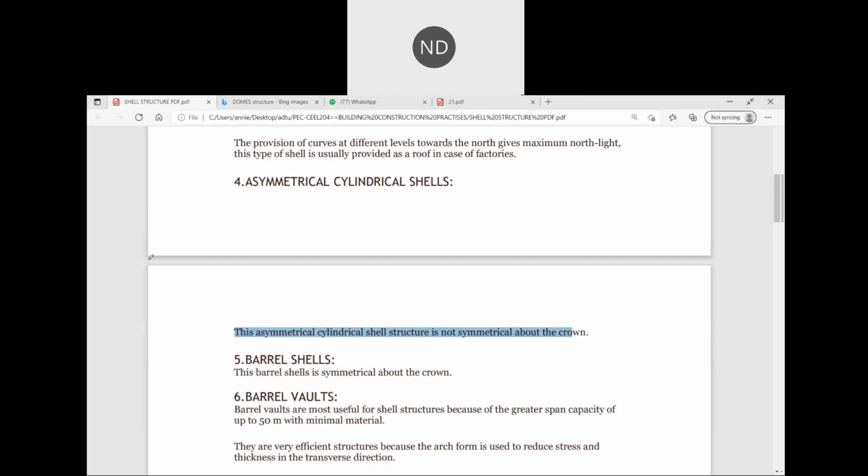So you have asymmetrical cylindrical shells; they are not symmetrical around the ground. When you have the ground, suppose this is the structure, the columns you may say. So what happens? You will have your crown over the structure, but this is not completely cylindrical. If you see the cross section, it is not completely cylindrical. It may be semi in this way, or it may be a different kind of shape.